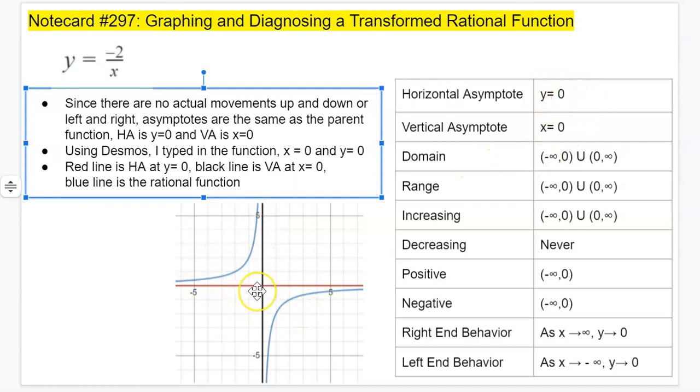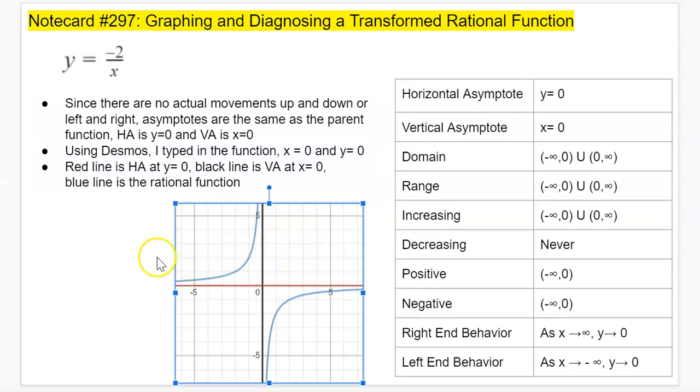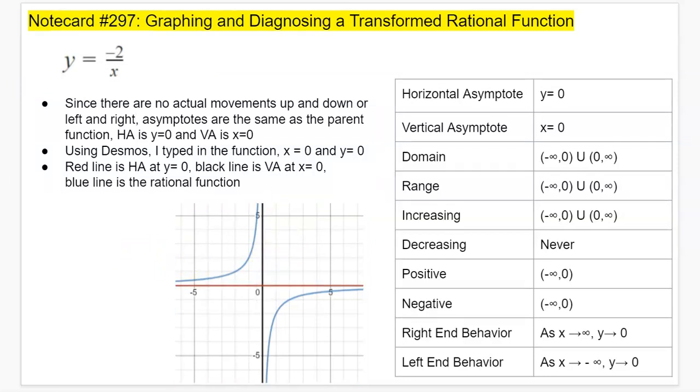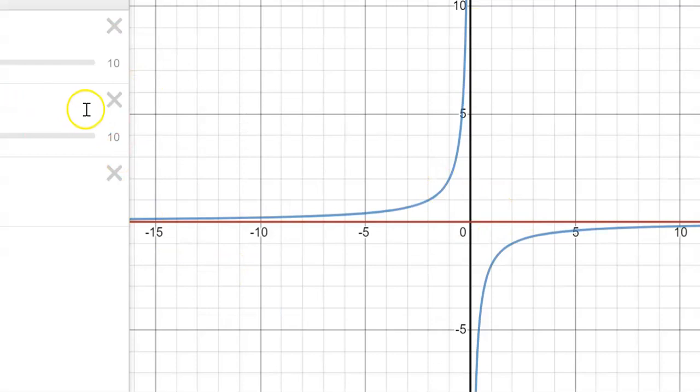Using Desmos, I typed it in. Guys, you wouldn't have to type in all these asymptotes, but I like you to be able to see them. So that's why I type them in. If you don't type them in, let me take these asymptotes out. All you're going to see is just the function, and that's okay, but I like you guys to see them. So I'm going to put them back in here. There they are. All right.